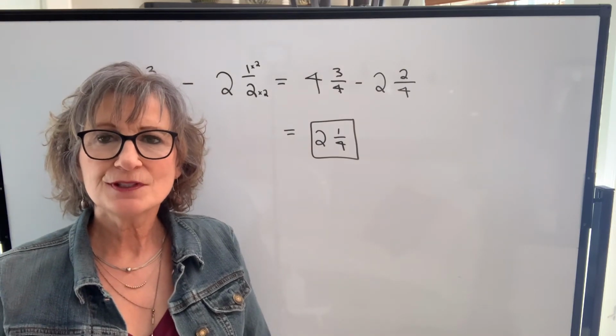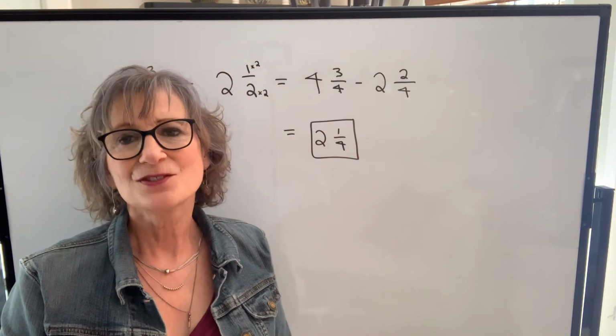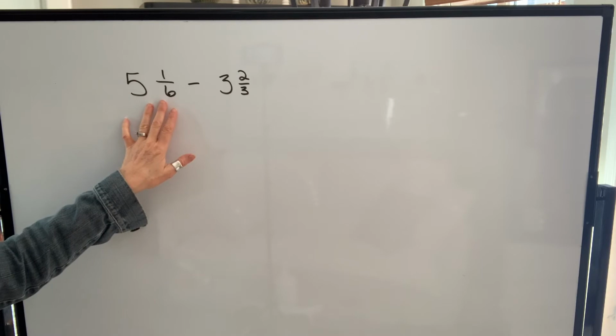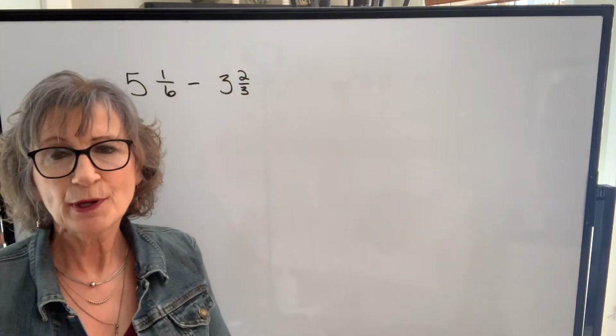You may run into a situation where this fraction is smaller than this fraction. So let's take a look at how you handle that. In this example, we have 5 1/6 minus 3 2/3. I always start by getting a common denominator.